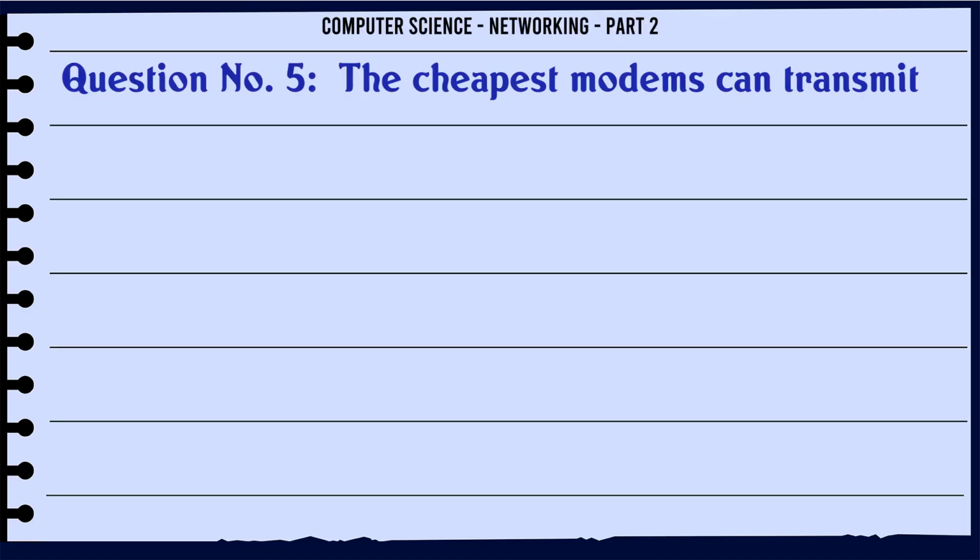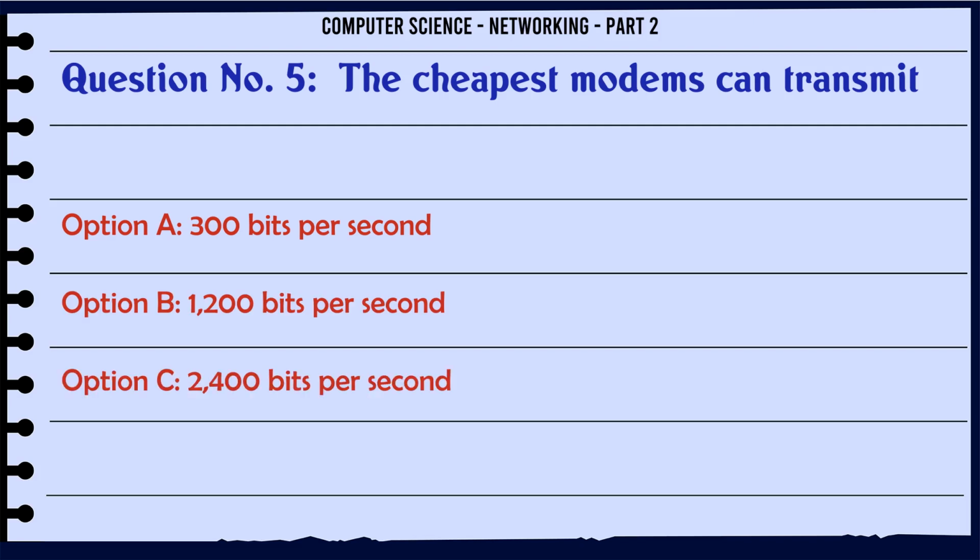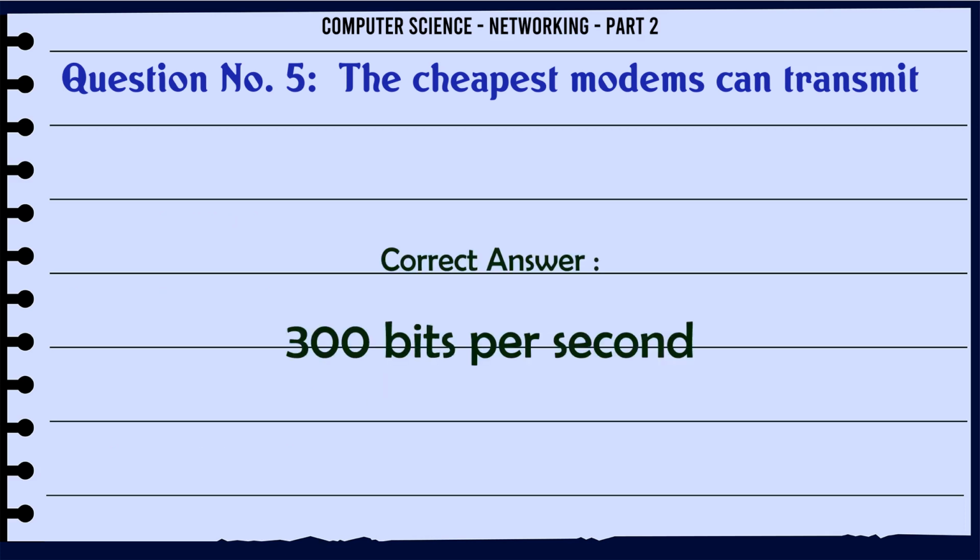The cheapest modems can transmit A. 300 bits per second. B. 200 bits per second. C. 400 bits per second. D. 800 bits per second. The correct answer is 300 bits per second.